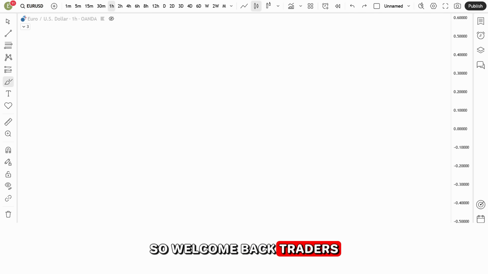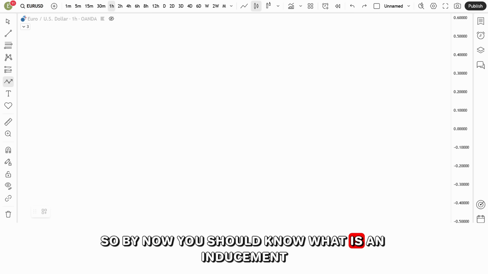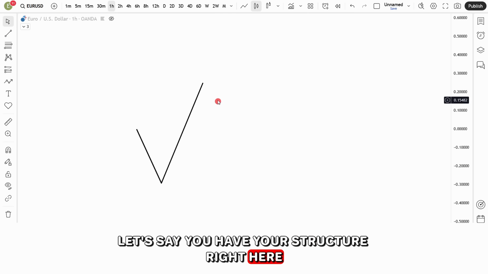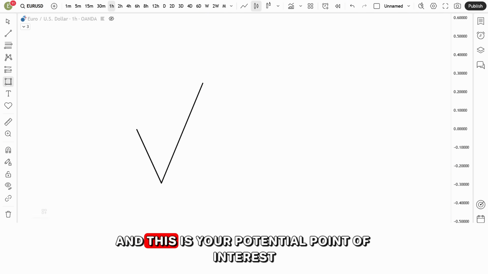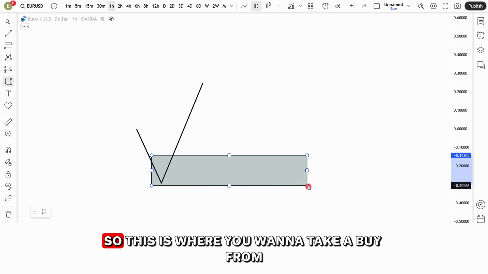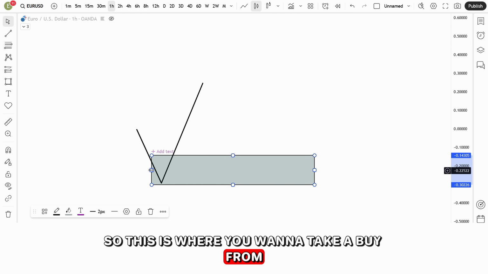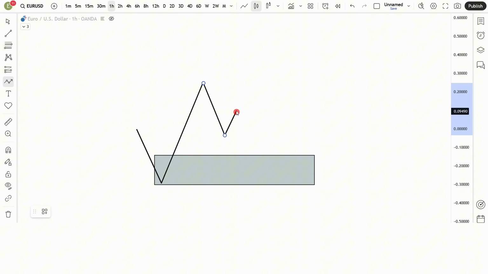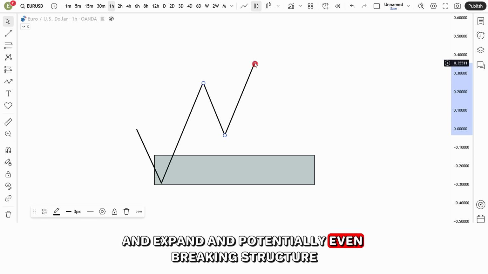So welcome back, traders. By now you should know what an inducement is. An inducement is, let's say you have your structure right here, and this is your potential point of interest. This is where you want to take a buy from. Price will come down, get close to your zone, and expand, potentially even breaking structure.